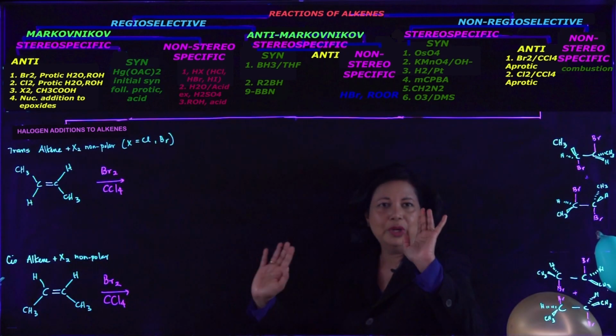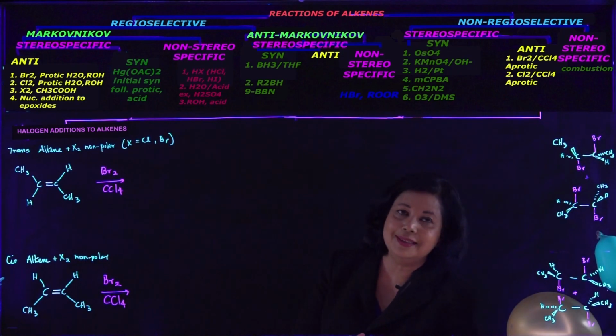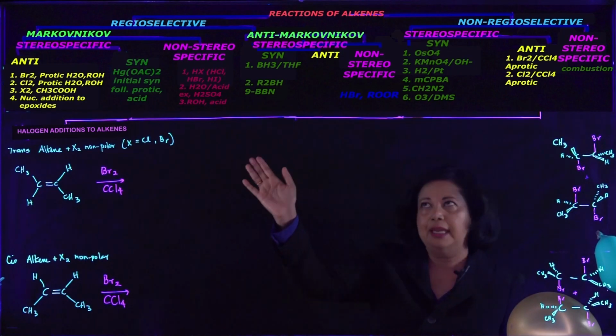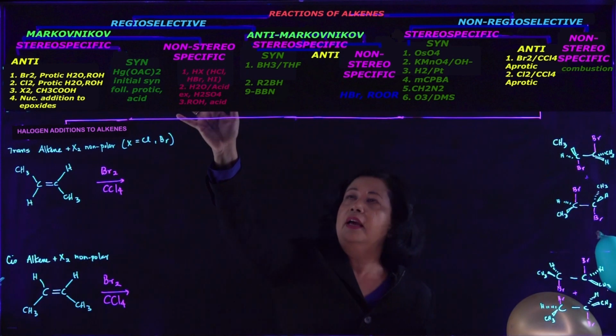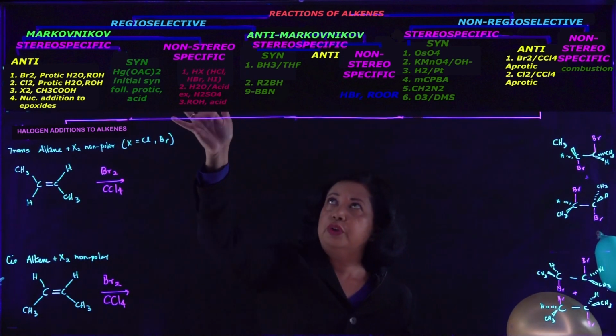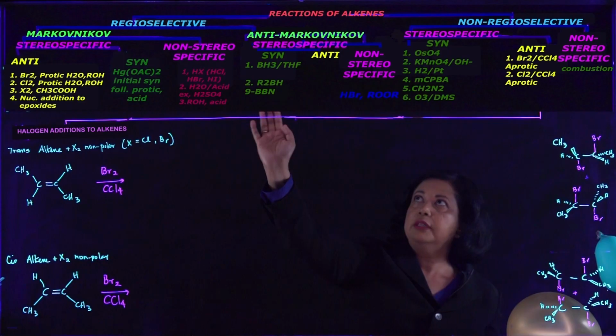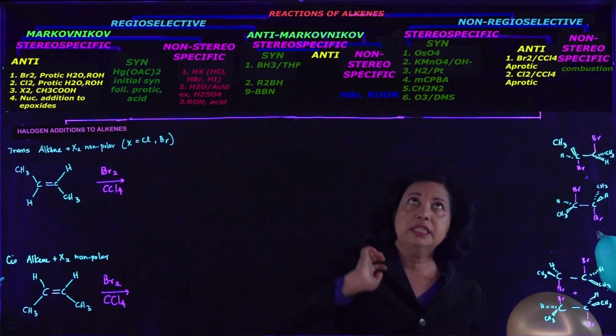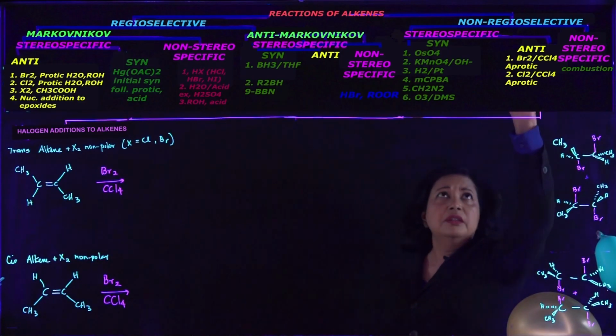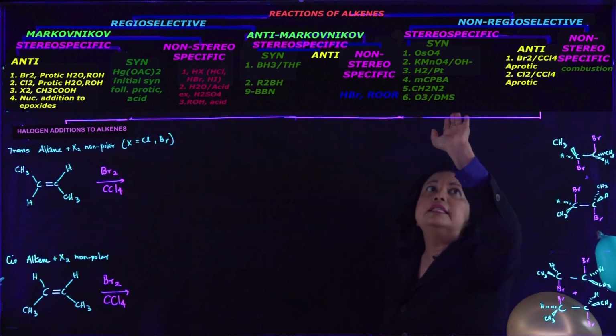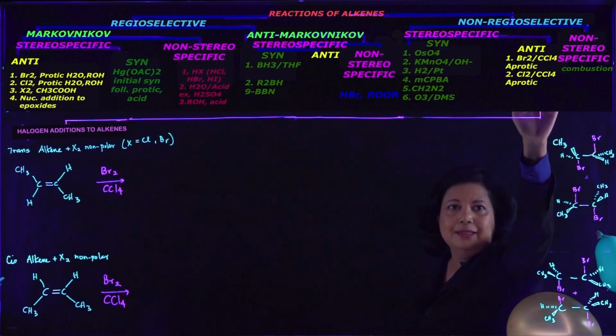Welcome everybody. We're going to talk about reactions of alkenes. We talked about regioselective reactions, specifically acid addition, non-stereospecific, Markovnikov, and anti-Markovnikov reactions. Let's talk about not regioselective but stereospecific reactions.